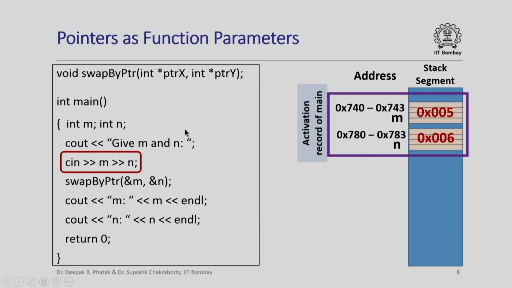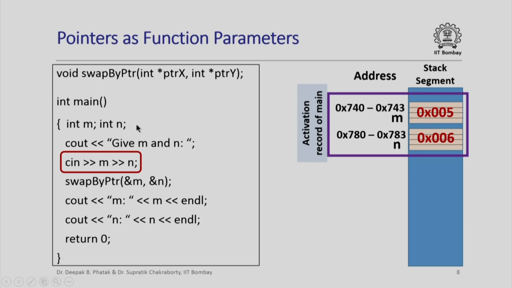Now let's see what happens when this statement is executed in this function. I am basically reading in the values of m and n. I am inside the main function. So in the stack segment, I will have an activation record of the main function. When the main function is called by the operating system, this activation record of the main function is created. Now this activation record will contain storage for all the local variables of main. So it will have storage for m and n. M and n are integers.